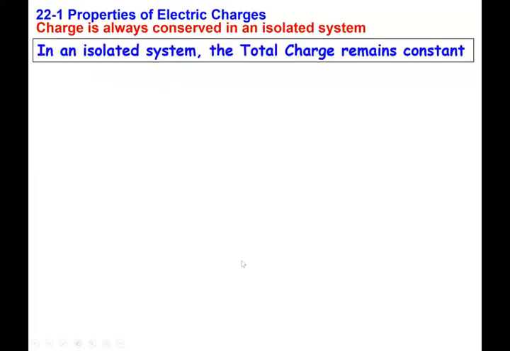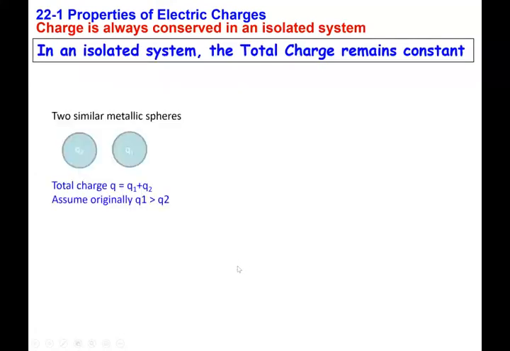Okay, so let's take an example. Let's assume we have two similar metallic spheres, and one of them has a charge Q2 and one of them has charge Q1. And let's assume in this case that Q1 is larger than Q2, and the total charge in this case Q is just equal to Q1 plus Q2. So this is our system here of the two spheres.